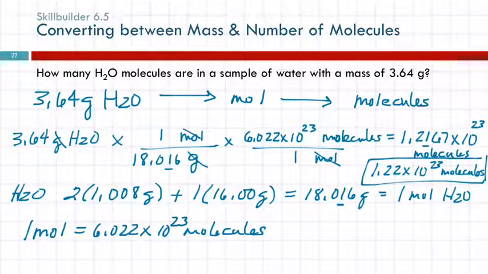Because if you came up with even 1.2 times 10 to the negative 1, that's less than 1 molecule. Can you have less than 1 molecule? No. You either have no molecules or 1 molecule or more. Okay? Any questions?